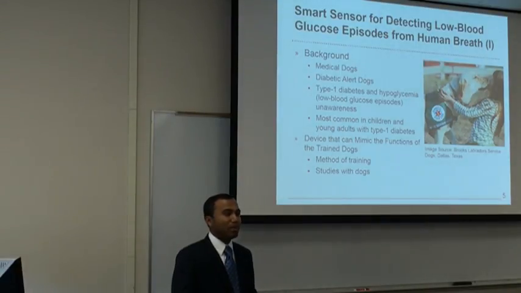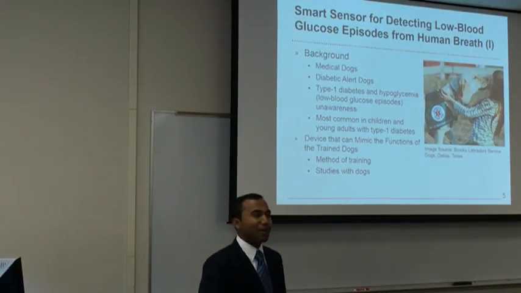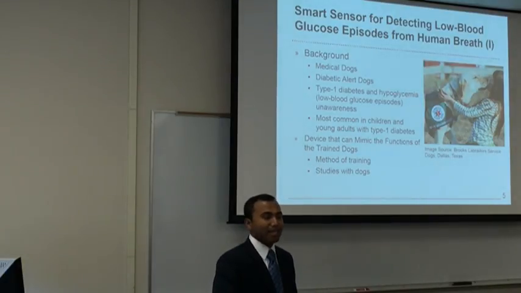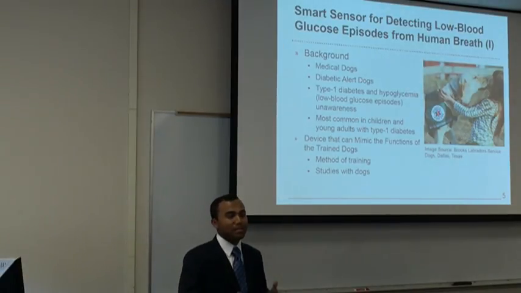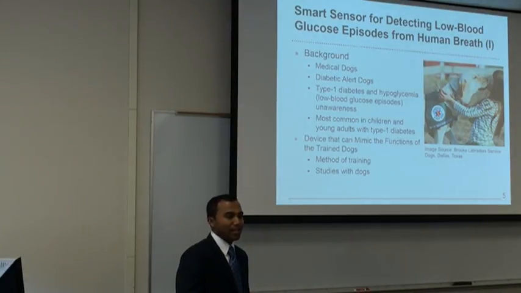Now you probably know about medical dogs and the dogs that can detect explosives and things like that. But there is something called diabetic alert dogs. These are also medical dogs, but these are trained to non-invasively detect diabetes from people. These dogs can detect both high levels of blood glucose and low levels of blood glucose, hyperglycemia or hypoglycemia in medical terms. And I'll call this hypo for low blood glucose level.